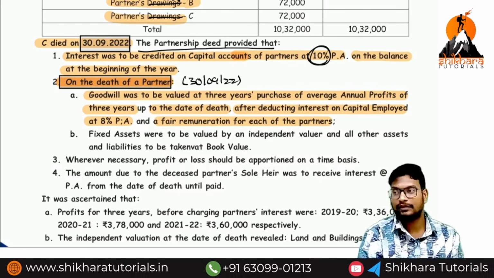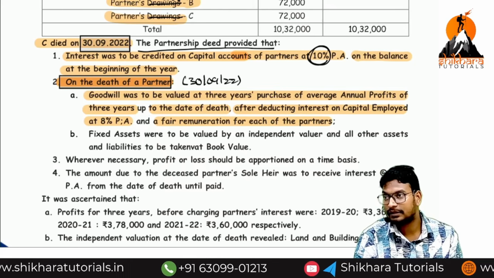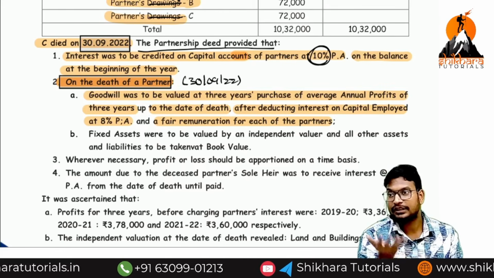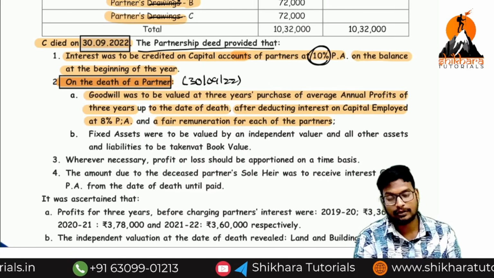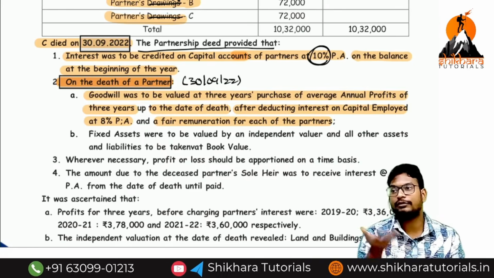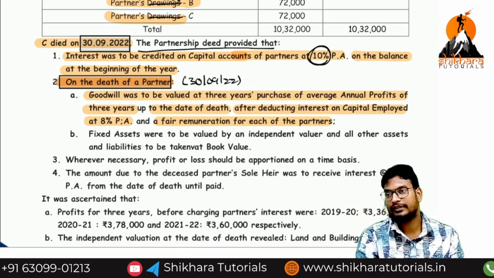So what are they saying, amma? 3 years of average profits. After reducing what? From that average profits, we need to reduce once again the interest on capital employed, and next, pay the remuneration to each partner. Okay, now normally what will we do? We'll take all the profits divided by 3. Now multiply with the number of years of purchase.